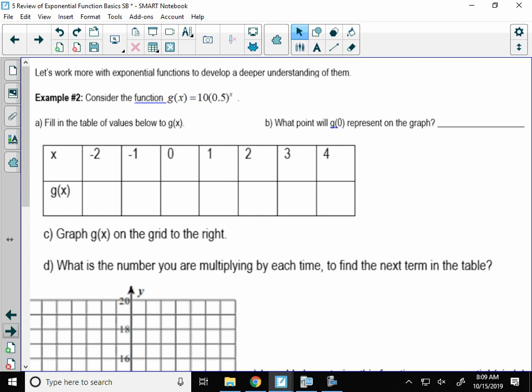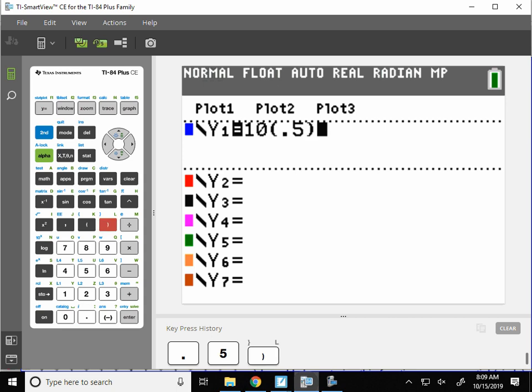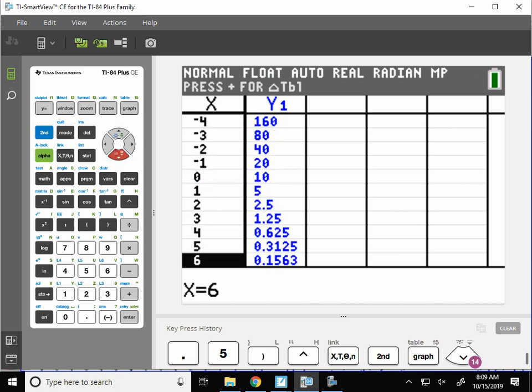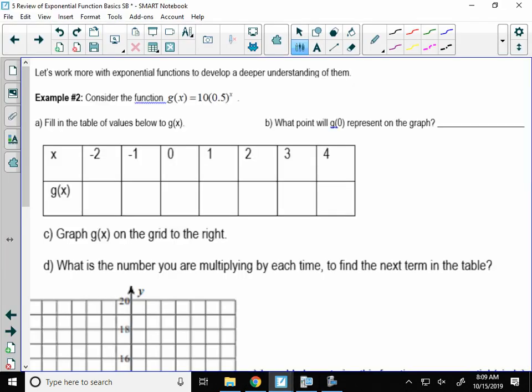All right, let's try this new function. 10 times 0.5 to the x. So we go back to our calculator, and we're going to change our function here. 10 times 0.5 to the x. Now our table is starting at negative 2 here. So at negative 2, I'll just scroll through, up to 4. So those should all be on there. So take a minute and copy those points onto your grid. So we have negative 2, 40.